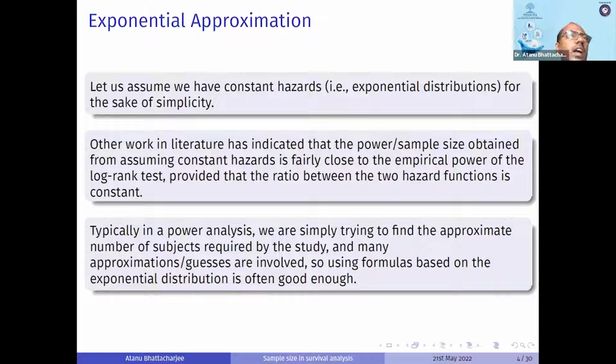One of the fundamental approximations for survival data is the exponential distribution. I will show why we always go for exponential data. Even if your data is not following an exponential distribution, we can still go for it and calculate the sample size. Let us assume that we have a constant hazard ratio. Exponential distributions follow that constant hazard form. Other work in the literature has indicated that the power and sample size obtained from assuming a constant hazard is fairly close to the empirical power of the log-rank test, provided that the ratio between the two hazard functions is constant.